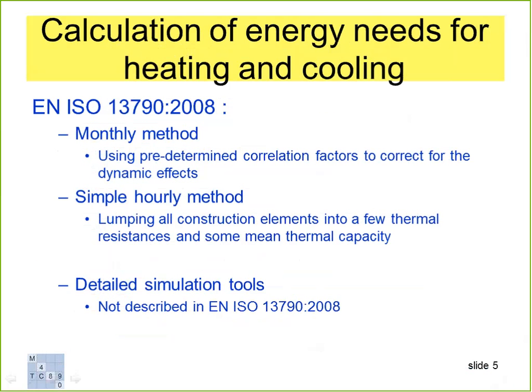So about calculation of energy needs for heating and cooling, this is covered in the ISO 13790 standard from 2008. That standard contains a monthly method. Monthly means that you use monthly mean values for all the inputs. So a monthly mean thermal balance of your building. And in order to take into account the dynamic effects of daily behavior and so on, we use predetermined correlation factors. Then, in addition to that, we have in the same standard a simple hourly method, which does an hourly calculation, but very simplified by lumping all the construction elements into a few thermal resistances and some mean thermal capacity. Detailed simulation tools are also mentioned in the standard, but are not fully described there.